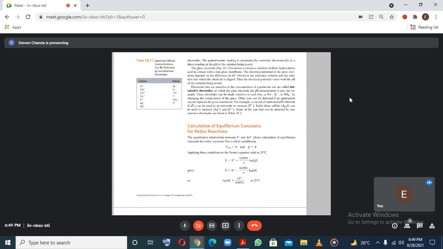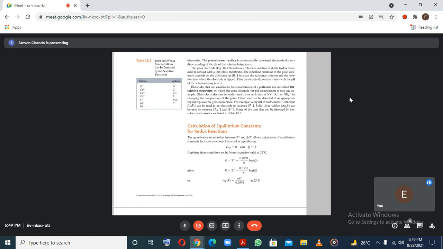And when a cell is at equilibrium, that's when we say the battery is dead. Okay, it's simply because it's not producing any work. Remember we said work is equal to what? It is equal to minus q times the cell potential, isn't it? So if your cell potential is zero, then your work is going to be zero. That's when we say that the battery is dead.